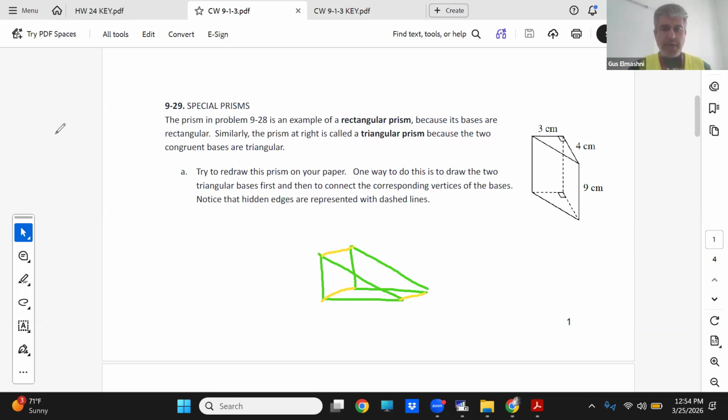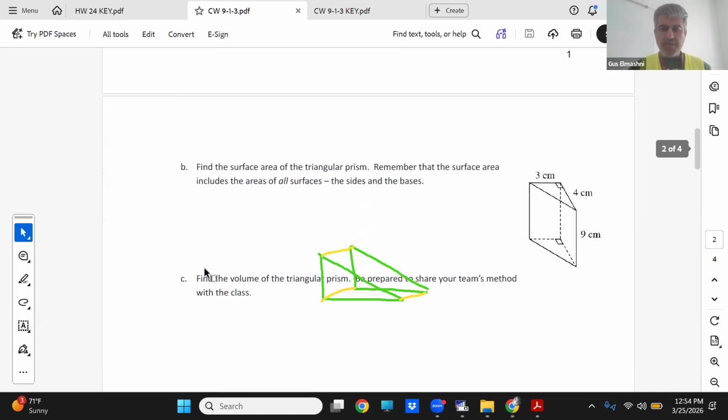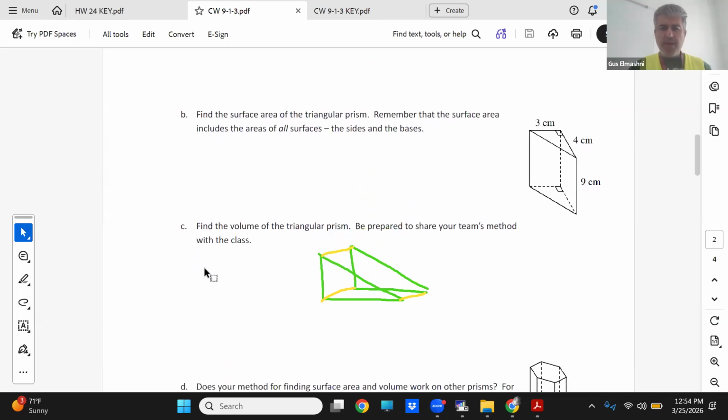Now, if I go to the next page, I'll keep my diagram there. Let's find the surface area and the volume. Okay, so my base, remember my base is a triangle. So that's 3 and 4 as well, right? And that's 9 right here. Hope that makes sense, those dimensions.